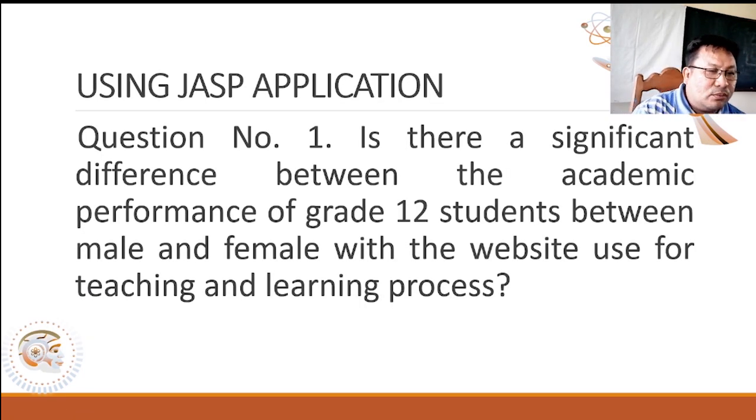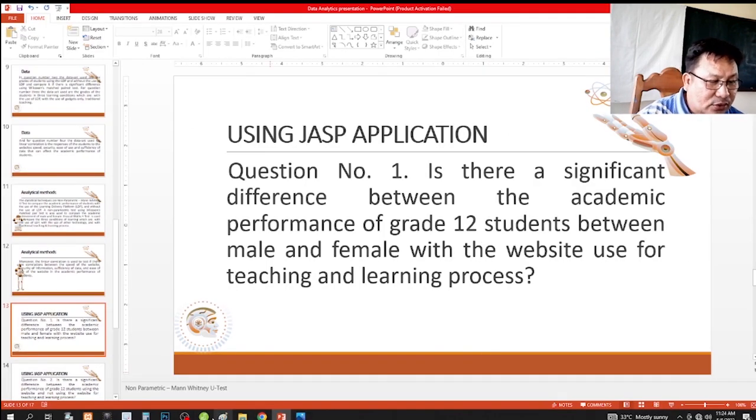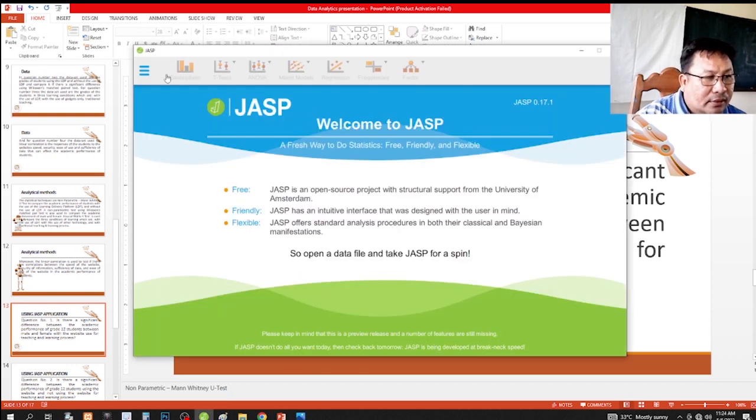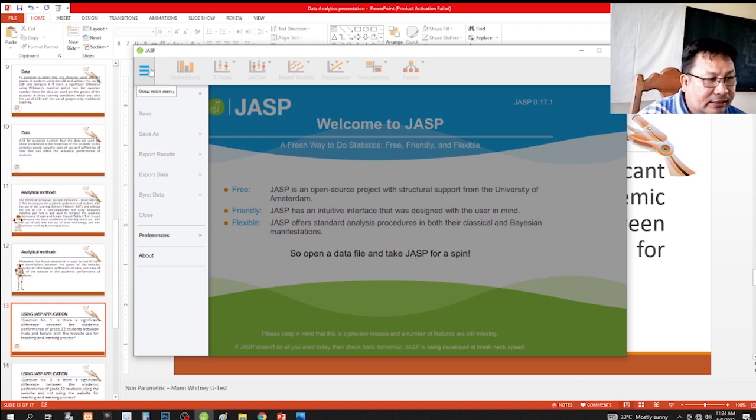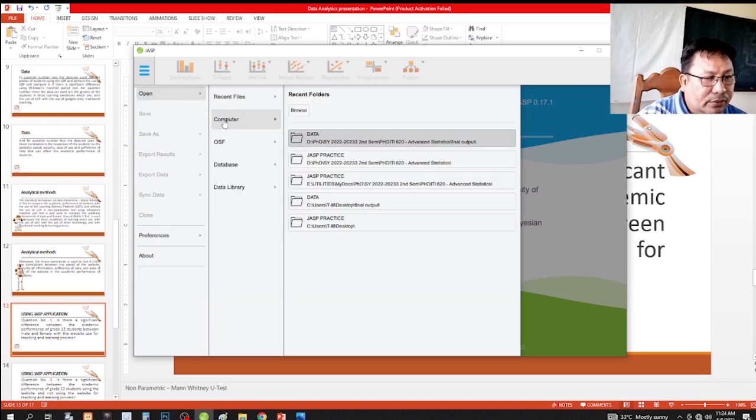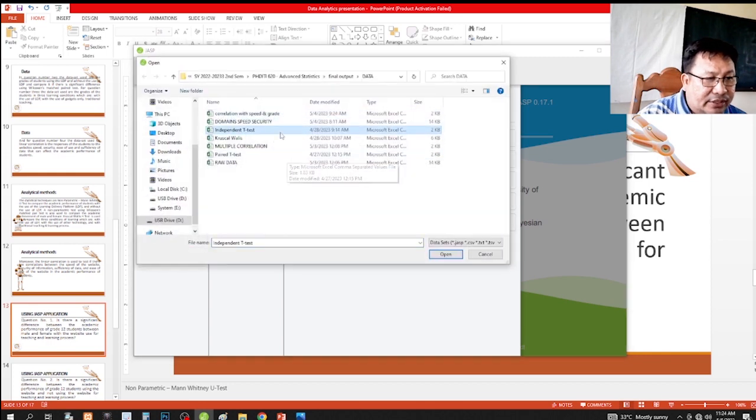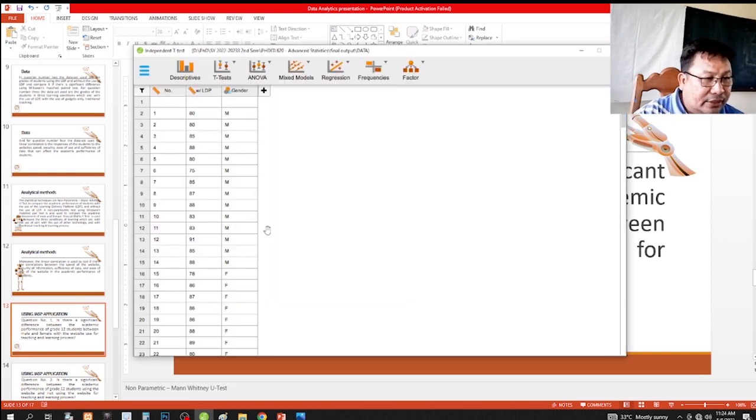So for question number 1, is there a significant difference between the academic performance of grade 12 students between the male and female with the website use for teaching and learning process? We will use the JASP application to check the normality of the population distribution. So we have a data actually. We will just open the JASP application. Then we will locate the file by simply clicking on open computer, then let's browse. The data is already typed in. So here is the data.